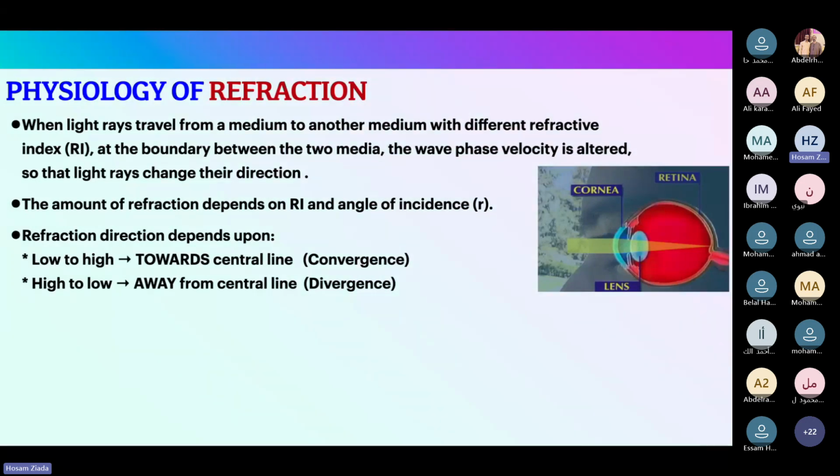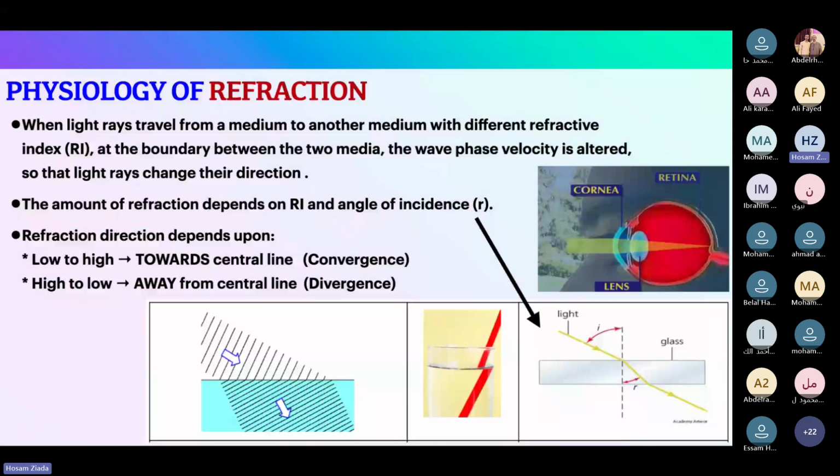As the object is coming closer to the eye, the angle of incidence is higher and so needs more refractive power. Refraction direction depends upon low to high towards the central line, which is convergence, or high to low away from the central line, or divergence. So refraction is either from a low medium to high medium, so it's going to be converged, going in, or coming from high medium to low medium, so going to be diverged, or being divergent, and going outside away from the central line.